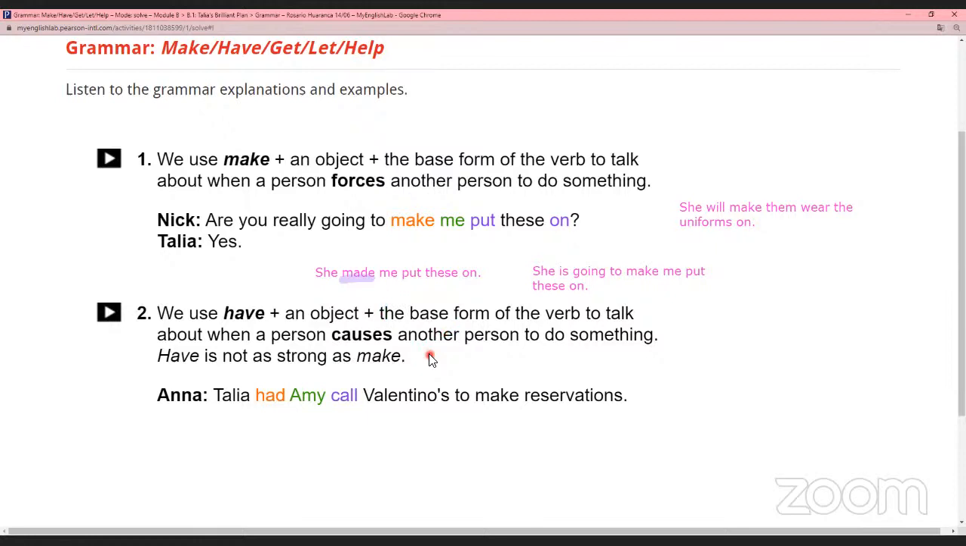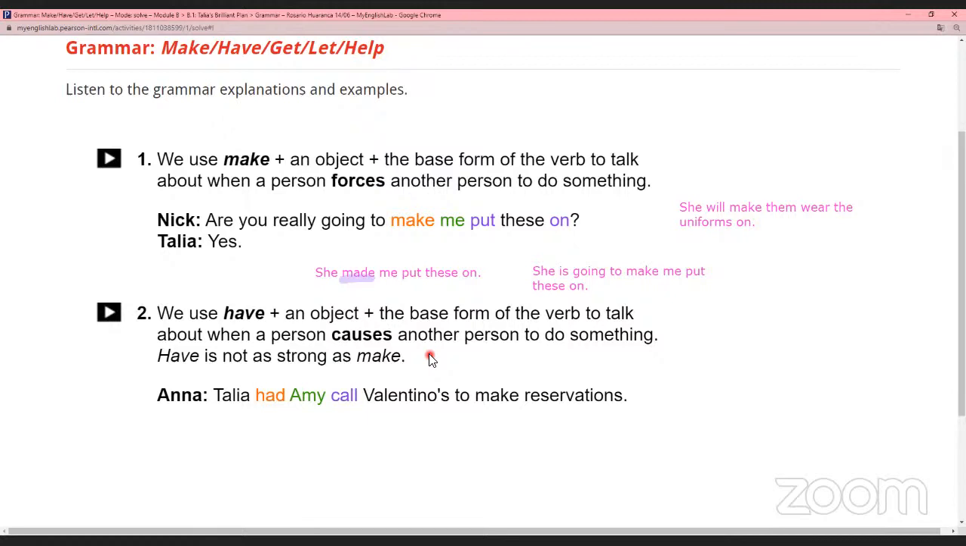Talia had Amy call Valentino's to make reservations. So I'm afraid when I call someone, okay? Or I'm very shy when I call someone. I don't like people calling me, for example, because I get shy, I get nervous, and then, okay? So for that reason, I prefer another person to do it for me. Okay, so what I'm going to do, I'm going to convince another person to do something for me.